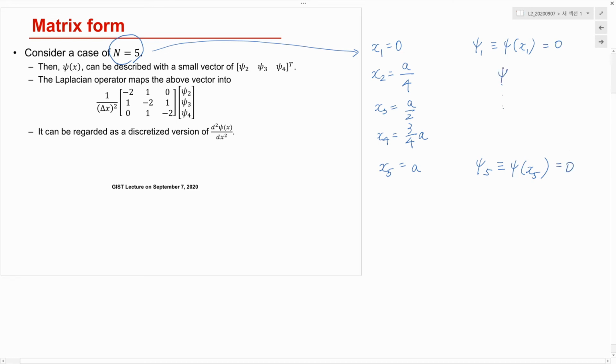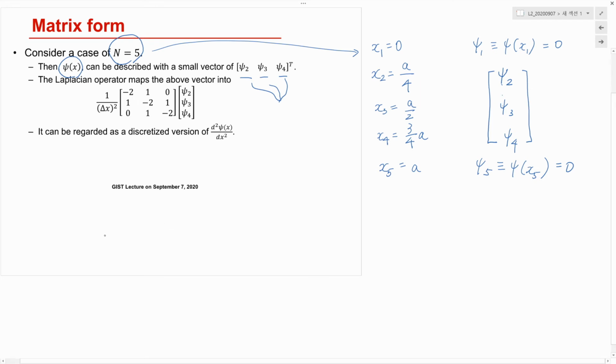So therefore only meaningful entries are just psi 2, 3, 4. We will use only a vector containing psi 2, psi 3, and psi 4 to describe our wave function. Then if we understand 3 different numbers, so real numbers, then we will say that this is corresponding to our wave function. Then how can we now proceed?